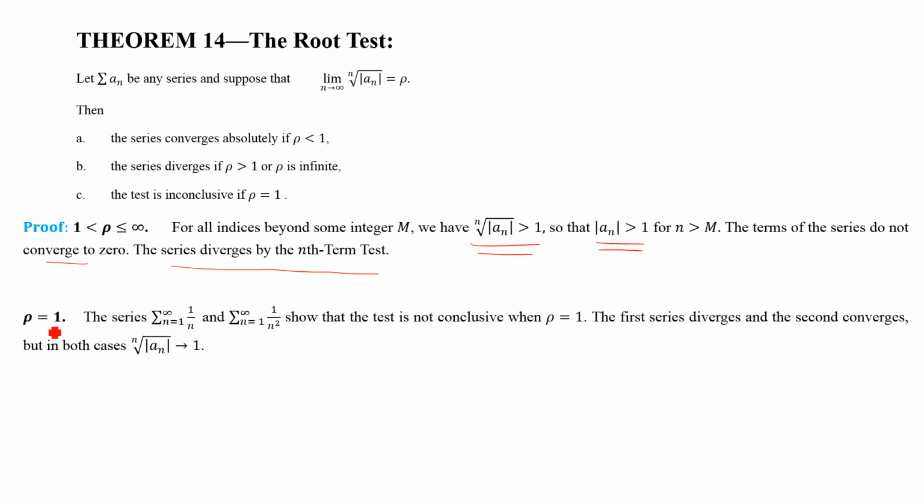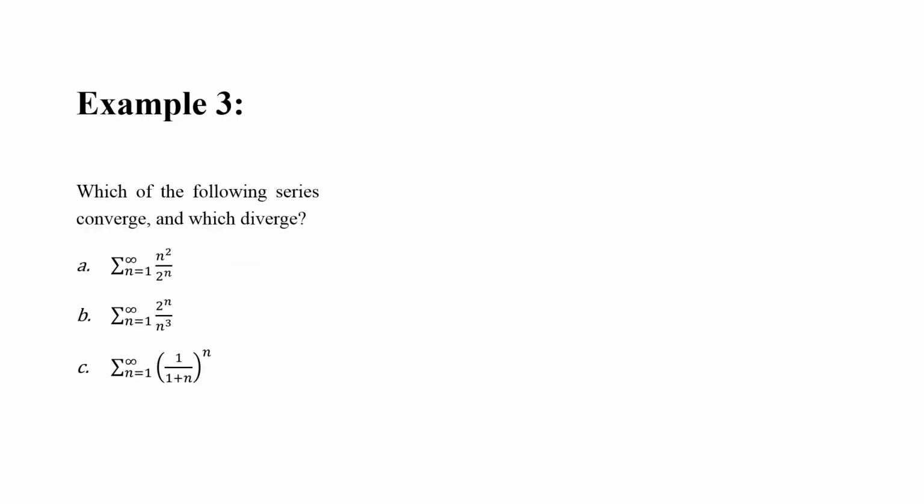And when rho is equal to 1, again we can use the example of the series sigma 1 over n and sigma 1 over n square. The nth root of the absolute value approaches 1 as n approaches infinity in both the cases, but this series is divergent and this series is convergent. So we cannot conclude anything when rho is equal to 1.